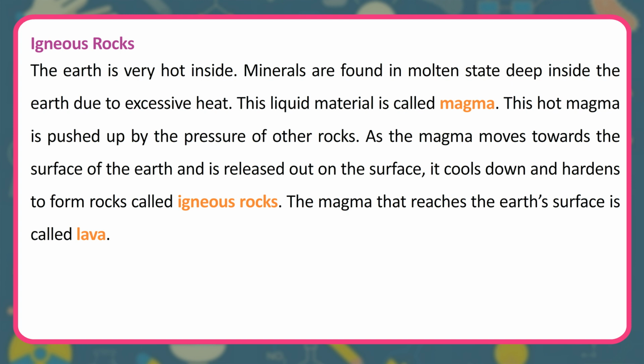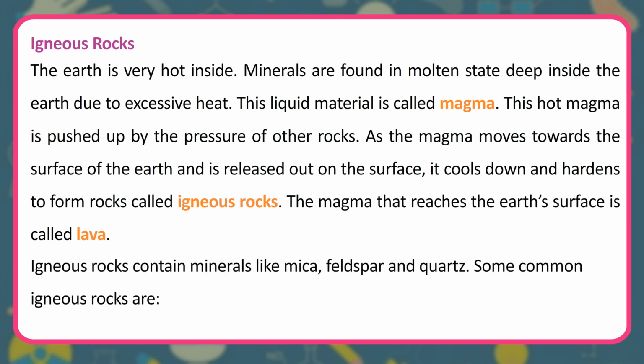This hot magma is pushed up by the pressure of other rocks. As the magma moves towards the surface of the Earth and is released out on the surface, it cools down and hardens to form rocks called igneous rocks. The magma that reaches the Earth's surface is called lava. Igneous rocks contain minerals like mica, feldspar and quartz.